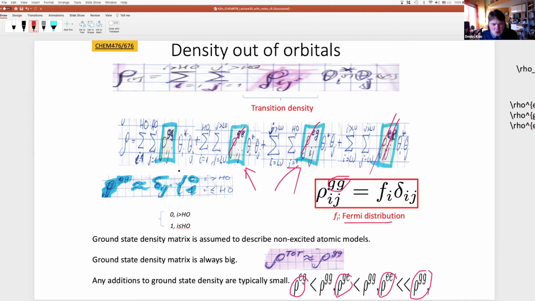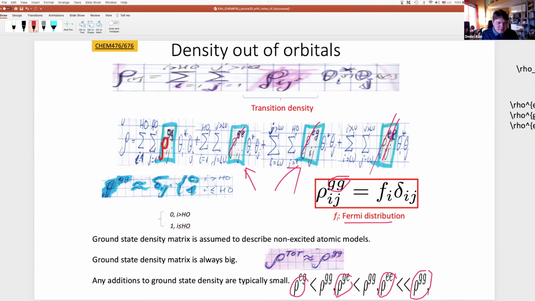The goal, and I'm telling a little bit ahead of time, later on I will repeat it. If we describe the ground state, we have only rho GG. We have only the density matrix for the ground state.